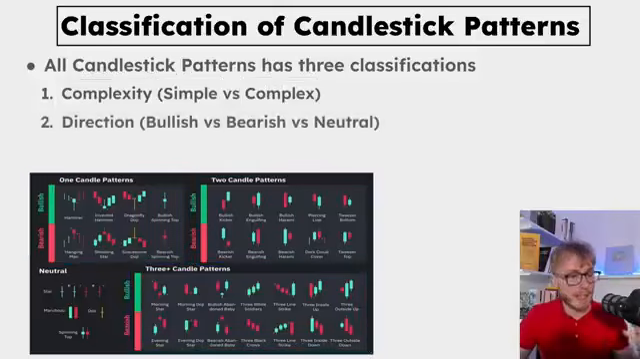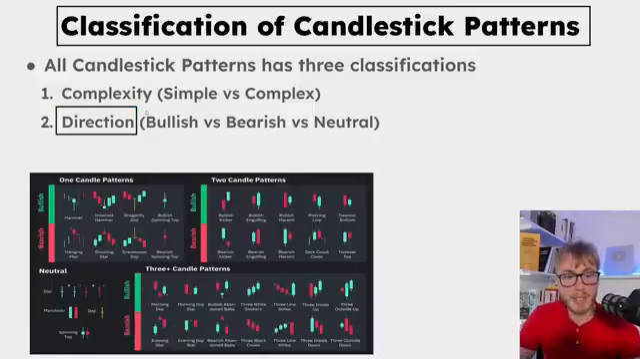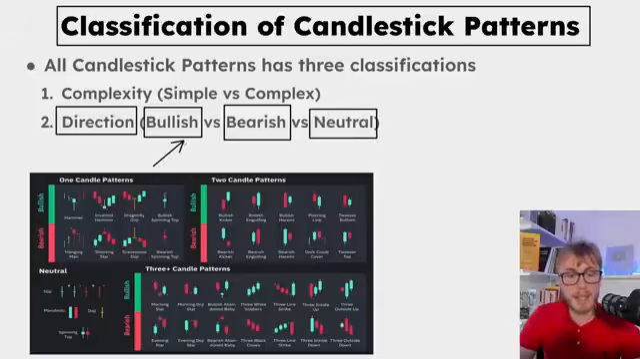But now, the next classification is the direction. And here, the direction can be either bullish, bearish, or neutral. A bullish pattern indicates that the price will go up after the pattern. A bearish pattern indicates that the price will go down after the pattern. And a neutral pattern indicates that we don't really know if the price will go up or down after the pattern. However, depending on the context of the neutral pattern, these patterns can actually also tell us something about where the price will go next.